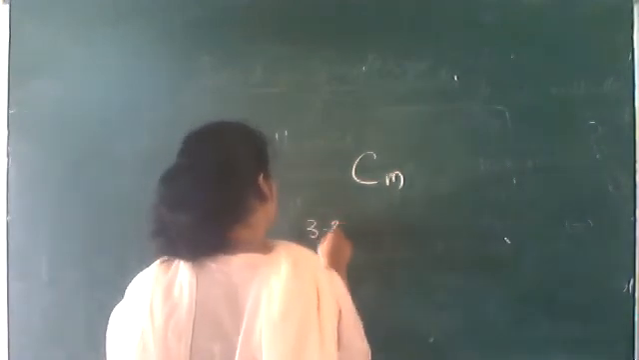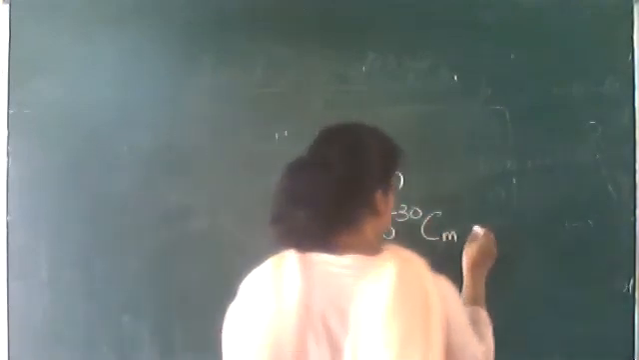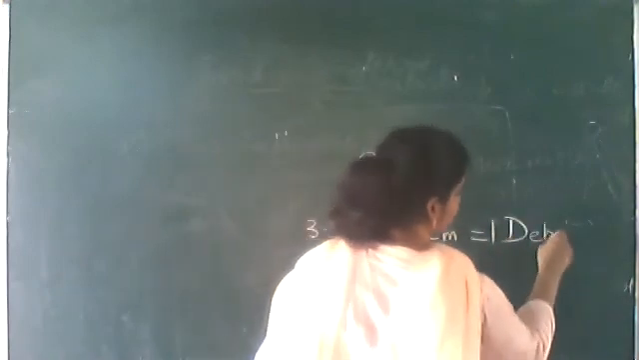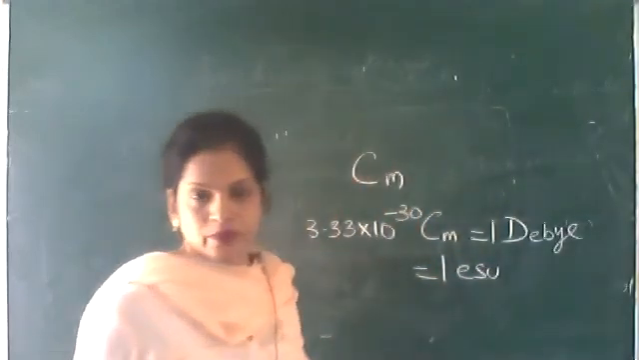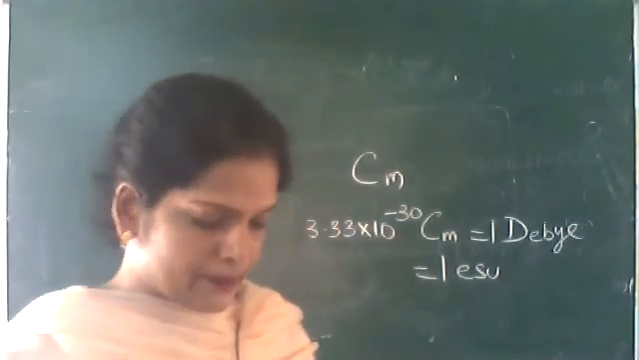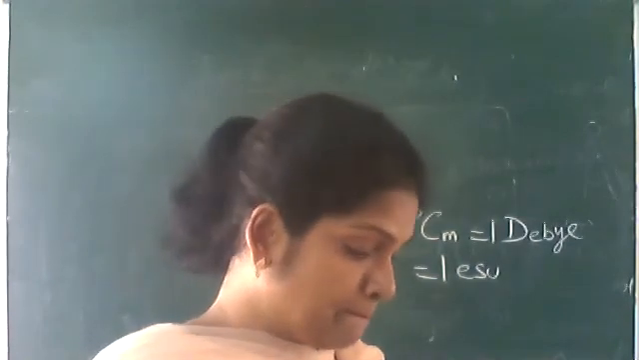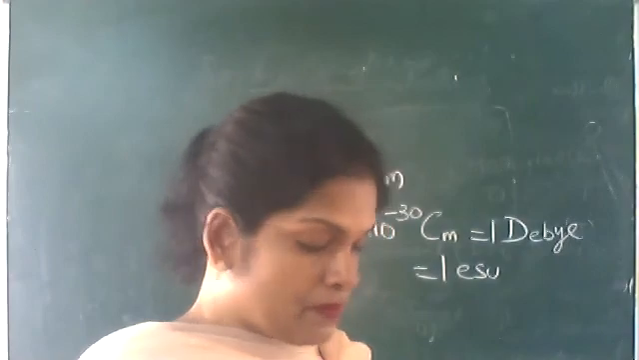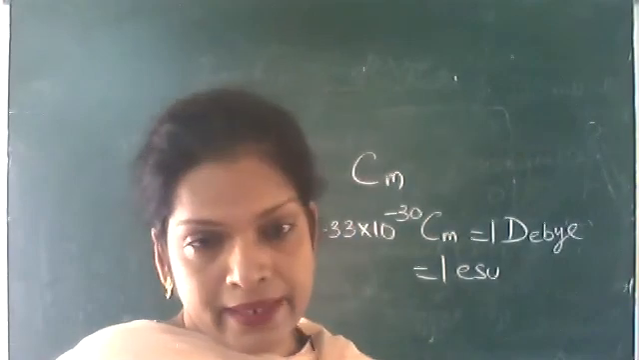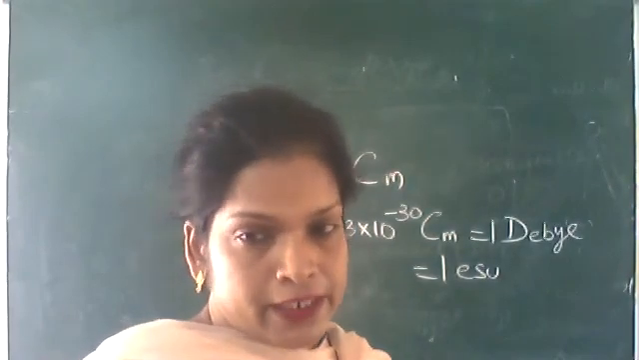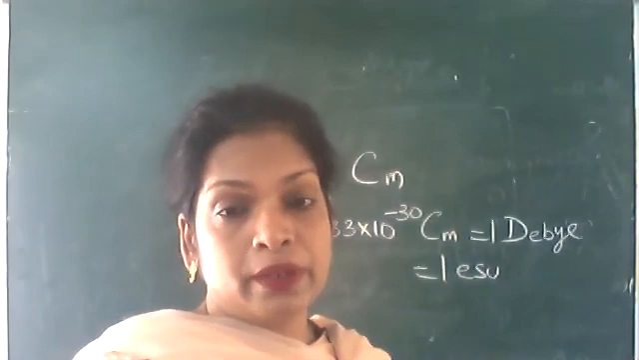And 3.33 times 10 to the power minus 30 coulomb meter is equal to 1 debye, which is equal to 1 esu. Suppose I'm giving the dipole moment in terms of coulomb meter. How will you convert that into debye? You divide it by 3.33 times 10 to the power minus 30.